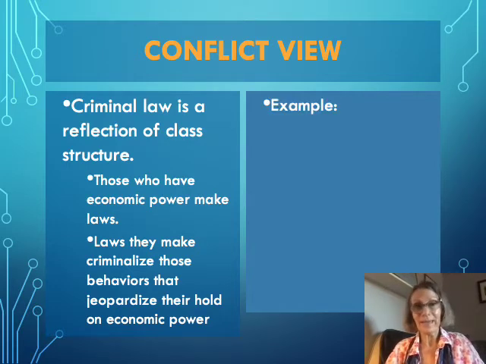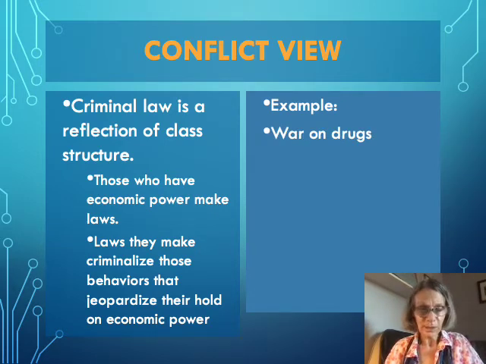So what are some examples that this conflict view might use to support this claim? One of the examples that they use is the war on drugs. And so the thinking is that those with less economic power benefit from selling marijuana, but those with more economic power benefit from selling legal drugs such as tobacco and alcohol.